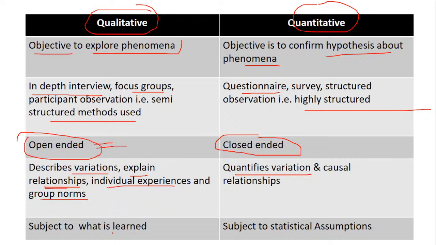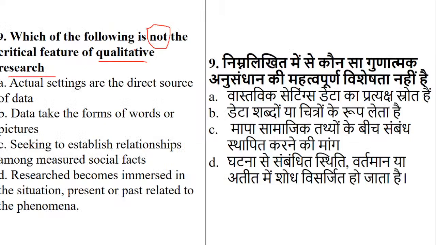Qualitative research is subject to what is learned, whereas quantitative research is subject to statistical assumptions. See, this is quantify, this is qualify. My question was, what is not a feature of qualitative research? Actual settings are the direct source of data. Data takes the forms of words and pictures. Yes, we take it in the form of description. Now, seeking to establish relationship among the measured social facts: it does not establish the relationship, it only explains the relationship.